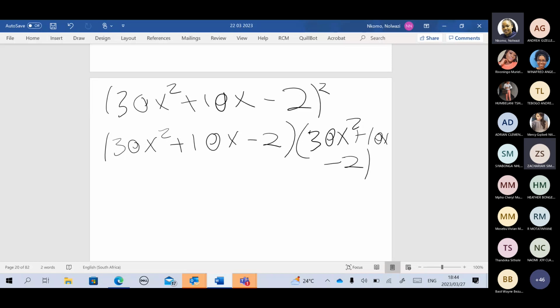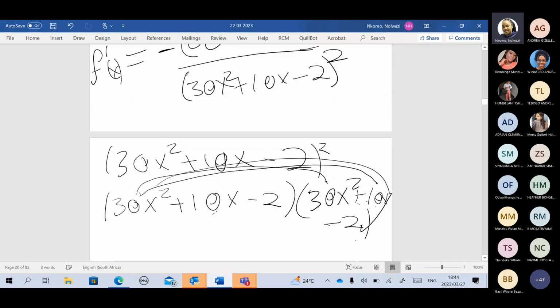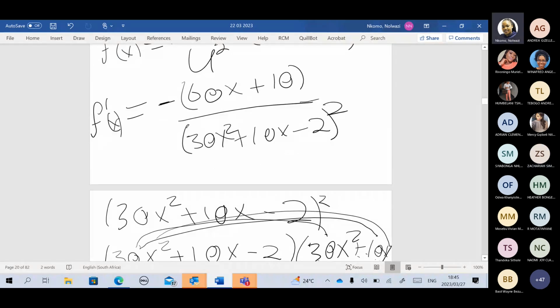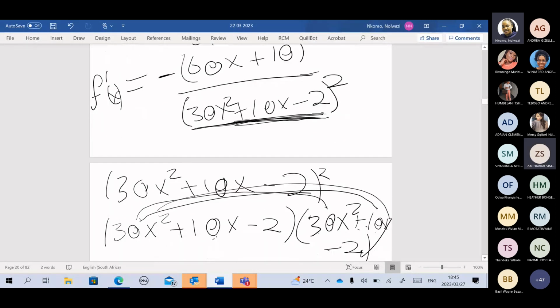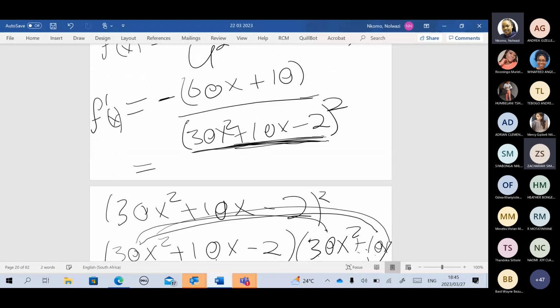Then the next step is to simplify this bracket. So we have 30 times this, 30 times that, 30 times this. Again, you take 10x, you multiply everything in this bracket. You take minus 2, you multiply everything in this bracket. So you can't take out 10 here, right? Because you have everything to the power 2, and you don't know the exact function here. You can't do that. The only thing you can do is to write this as minus 60x over everything, then plus minus 10 over everything. That's the only thing you can do here.